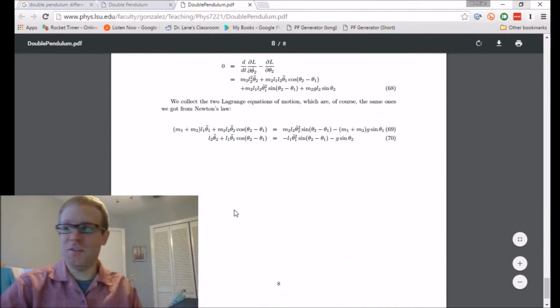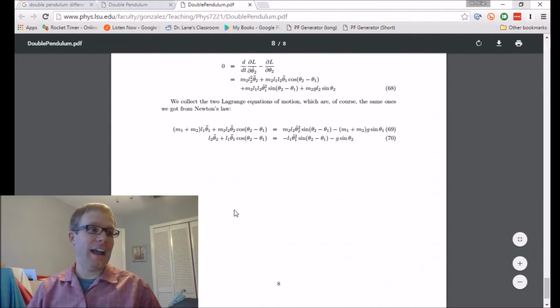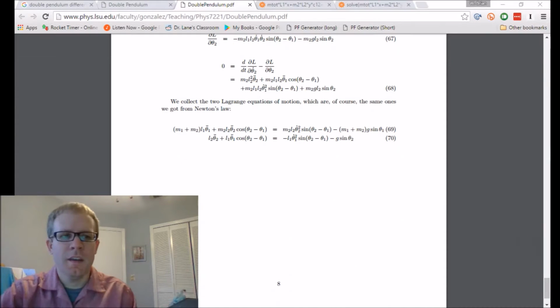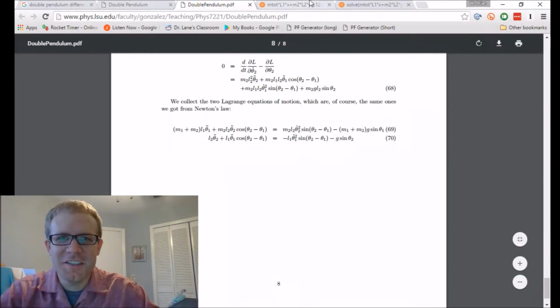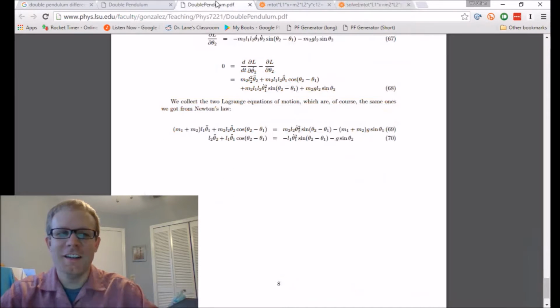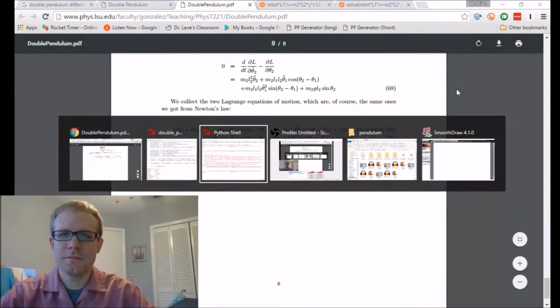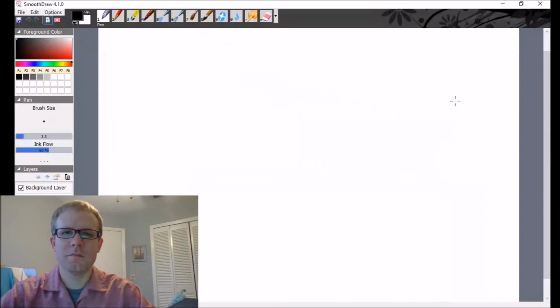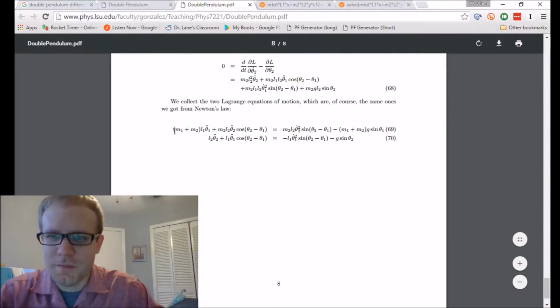Okay, so she ends up with this. So I'm going to have to do a little bit of algebra. I'm sitting here worrying about this. It's linear in theta 1 double dot and theta 2 double dot. It's straightforward to solve. All right, so here's what we're going to do.